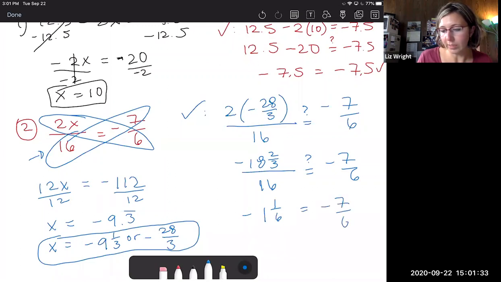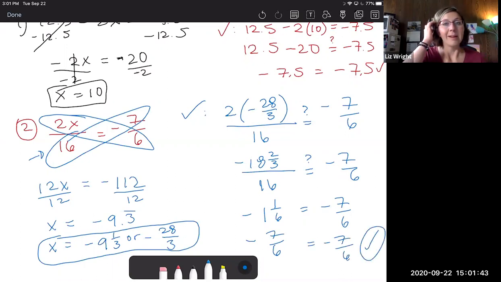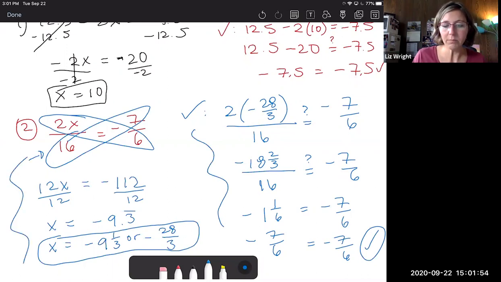And does that equal negative 7/6? Well, yeah, sure. It's just a mixed number instead of an improper fraction. So we can change that to negative 7/6, which equals negative 7/6, which is my check mark. If you don't know how to do that in your calculator, you need to come ask me for help, because you're going to need to make sure you know how to do this portion as well as this portion.